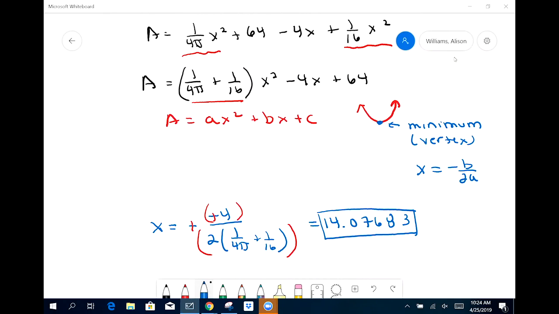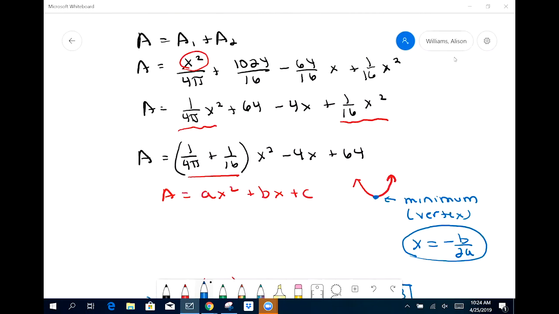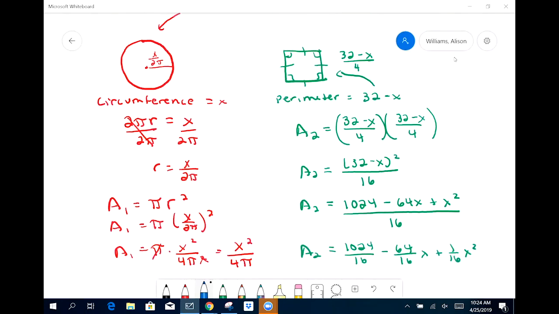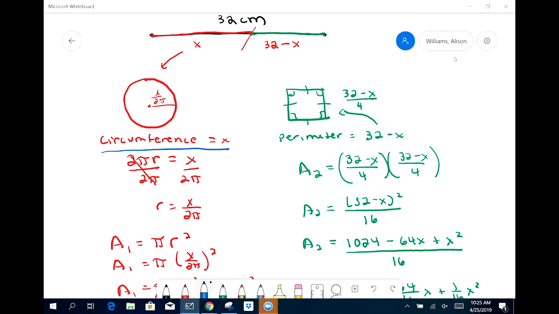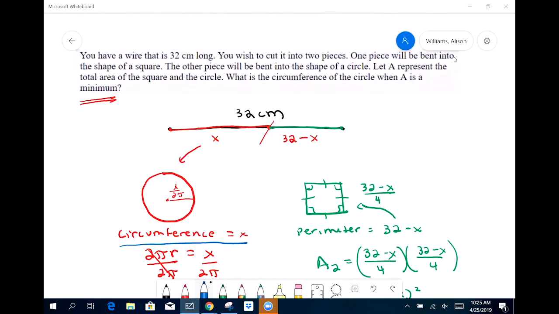Now, this is actually the answer to the question. So I found x, which happened to be the x coordinate of the vertex, but x also happened to be the circumference, which is what they were actually wanting me to find. What is the circumference of the circle when A is a minimum? So I'm done.